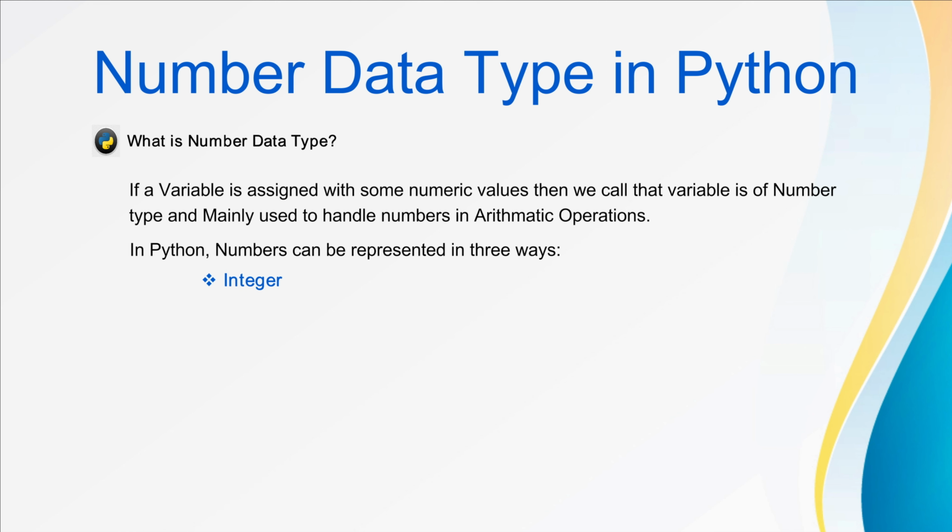They are: first one is integer. Integer numbers are the whole numbers that do not have a decimal point or a fractional part. Like for example, 100, 10, 50, 25. A whole number. We call those numbers integer numbers. The other number type is float number.